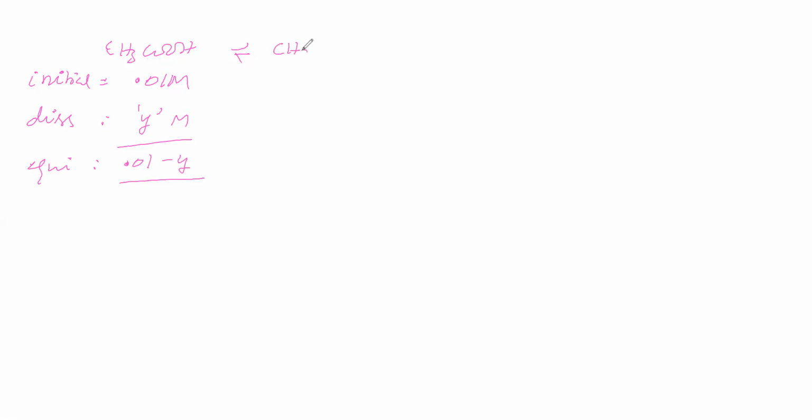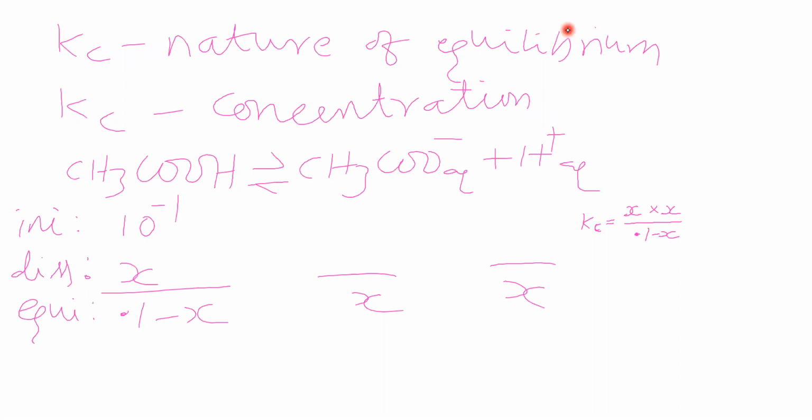This is dissociating to give acetate ions and H plus ions. So acetate ions y molar is produced, H plus ions y molar produced. Now equilibrium constant equals concentration of acetate ion into concentration of H plus ion by concentration of acetic acid, 0.01 minus y. Now it is the equilibrium constant for acetic acid.